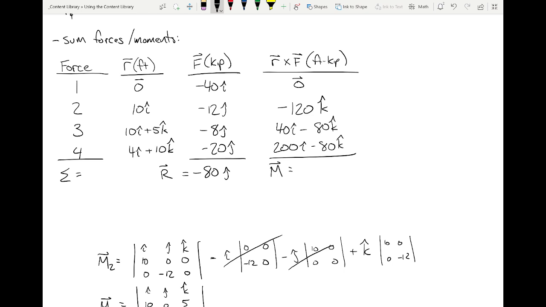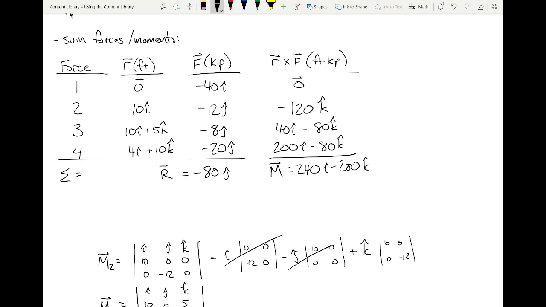So my moment vector is just summing these up. All you have to do is sum up the I terms, sum up the J terms, sum up the K terms. So if I sum up the I terms, I have 0, 0, 40, and 200. So I get 240. And then negative 120 and negative 80 is negative 200. Negative 200 minus 80 is negative 280. Negative 280K.